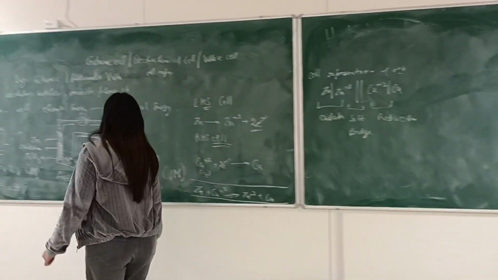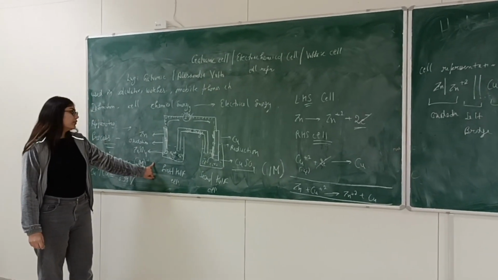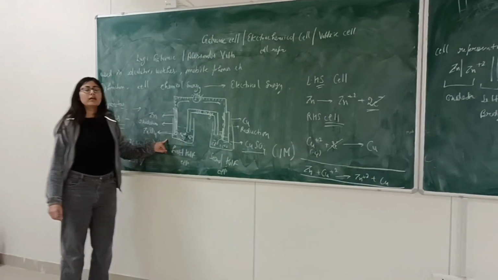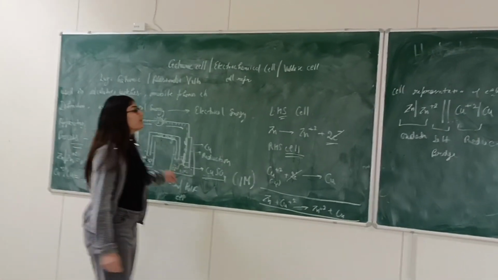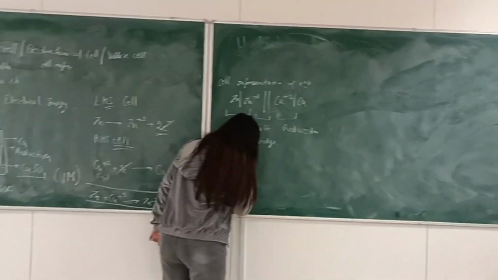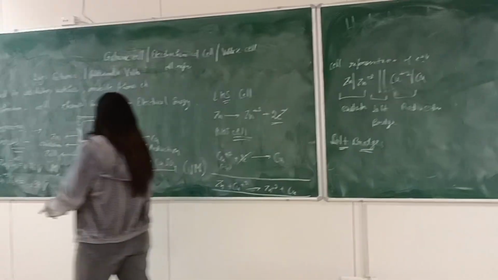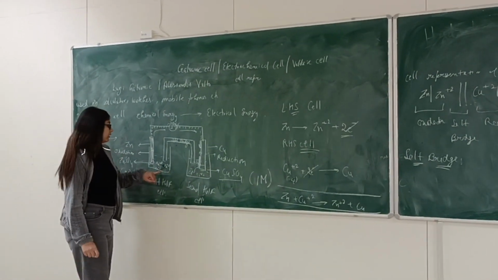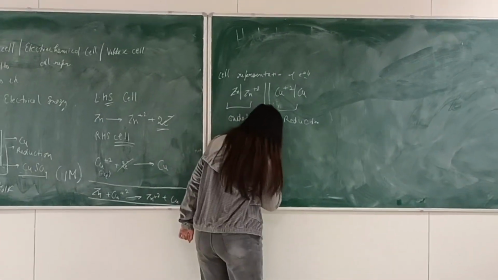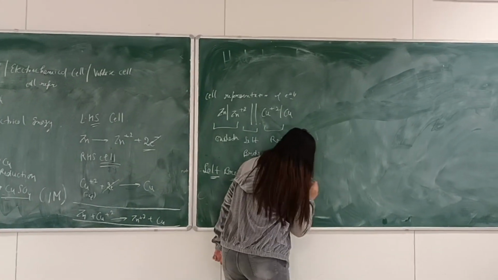Now, this cell will work only for a few minutes, and it stops. So here the salt bridge plays a very important role. The reason why the cell stops is because of the accumulation of the charges. And the most important function of the salt bridge is to prevent the accumulation of the charges.